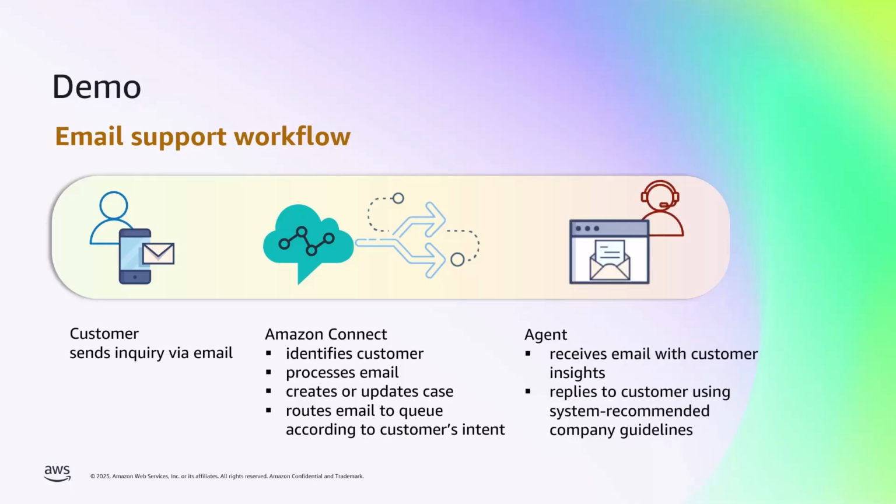The available agent in that queue, John, receives Nikki's email along with her profile, contact history, and status. He responds using system-recommended guidelines with minor adjustments. Let's see the workflow in action now.